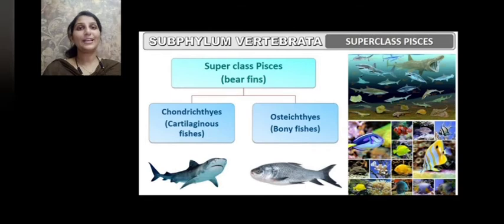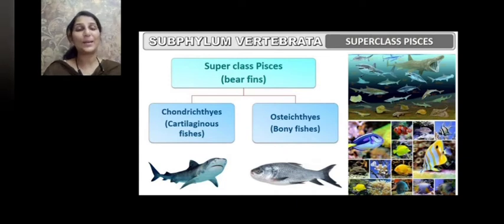The subphylum Vertebrata is subdivided into Agnatha and Gnathostomata. Thus, Gnathostomata have the jawed animals. Again, the Gnathostomata is divided into those animals which bear fins, coming under superclass Pisces, and those having limbs, coming under the superclass Tetrapoda. So let's learn about the superclass Pisces which bear fins. It is divided into two classes, namely Chondrichthyes and Osteichthyes. The cartilaginous fishes come under the class Chondrichthyes, whereas the bony fishes come under the class called Osteichthyes.